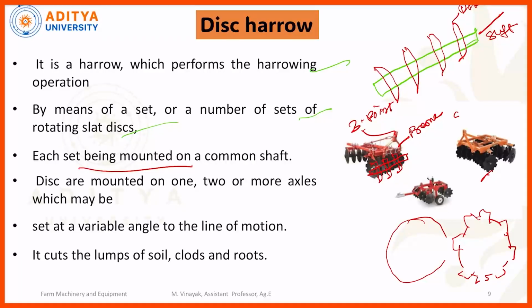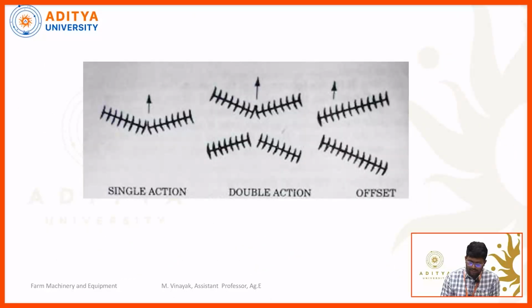Discs are mounted on one shaft or two or more axles, available based on the line of motion. It can cut the lumps of soil, clods and roots. Lumps are nothing but soil containing a large number of sticky particles, so it separates the large sticky particles into small particles. These are the single action, double action and offset disc harrows.